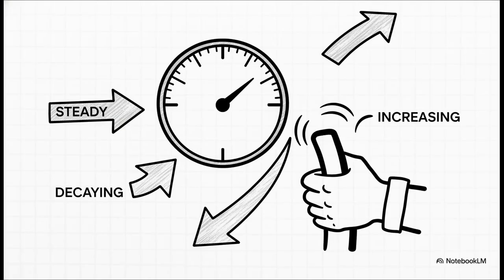When checking that airspeed indicator, you're actually hunting for two distinct pieces of information. First, the absolute actual airspeed compared to the manual's required approach speed. Second, and honestly just as important, the airspeed trend. Is it steady? Is it slowly decaying? Or is it rapidly increasing? The trend dictates your reaction.